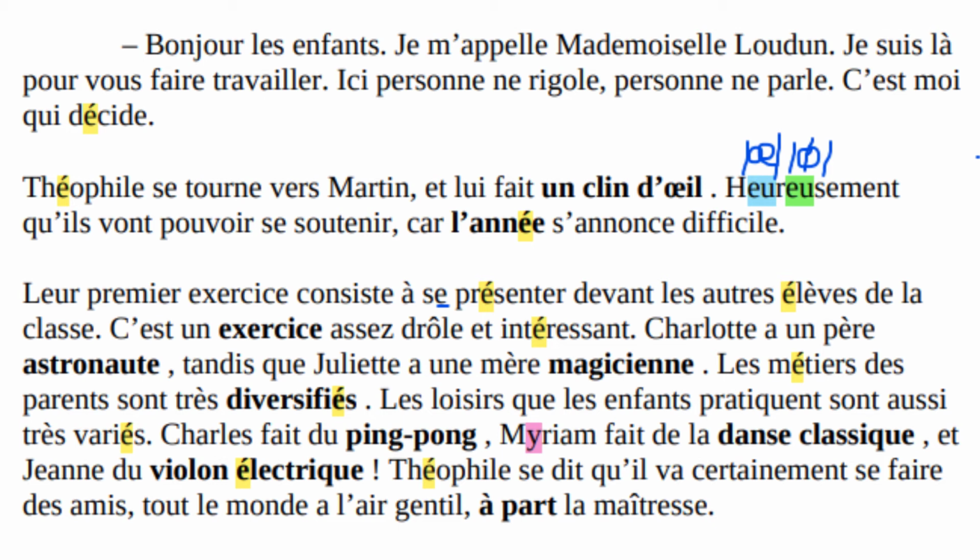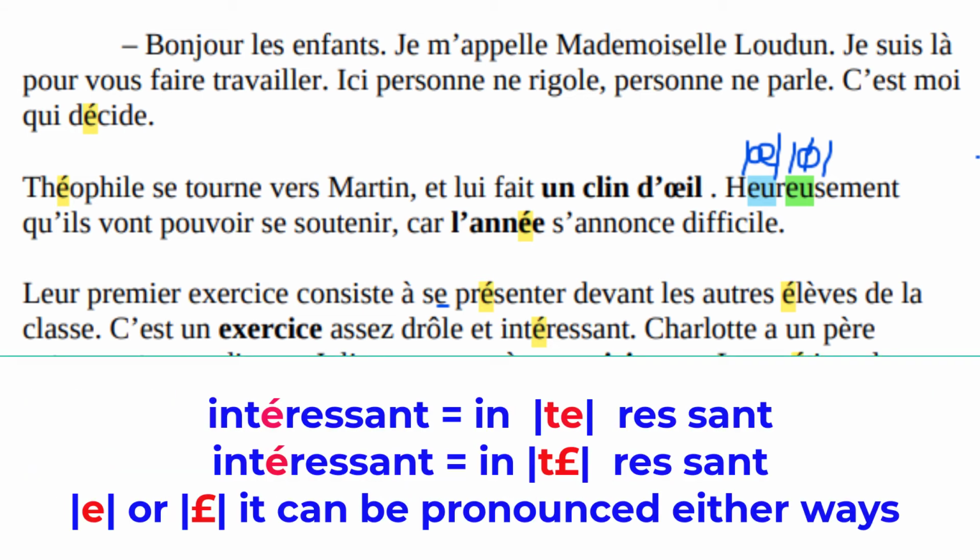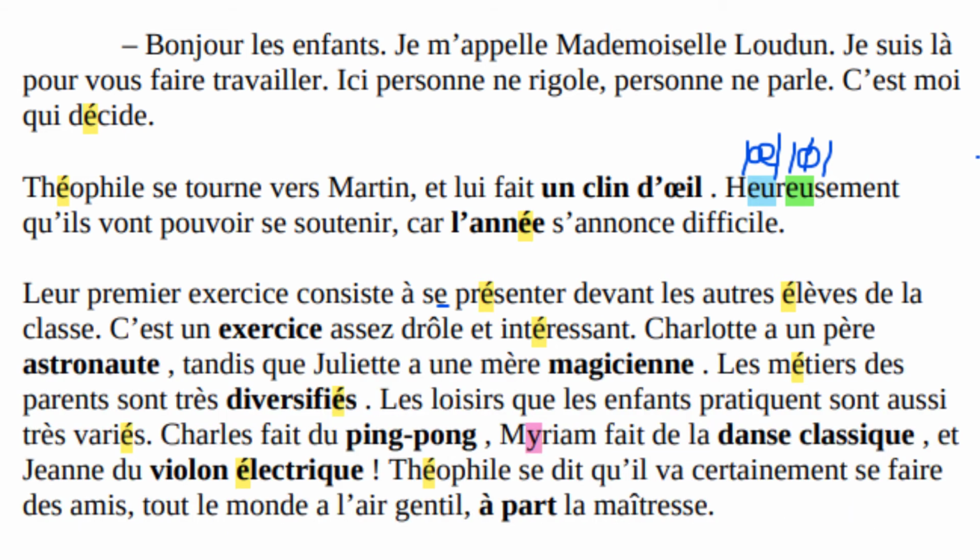So we can hear the A first, the accent aigu, and then the A sound, which is for the accent grave, we have élève. De la classe. C'est un exercice assez drôle et intéressant. So for intéressant, you can either have it for intéressant or intéressant. So the two pronunciations are correct.